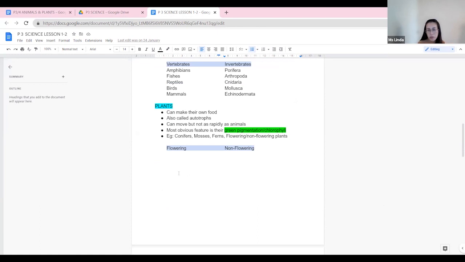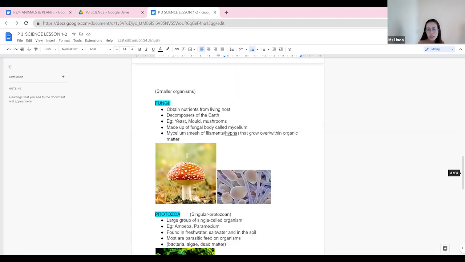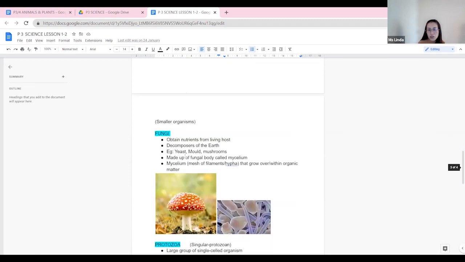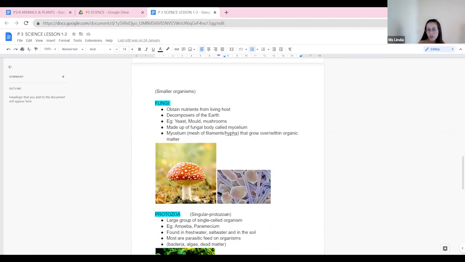Okay, so plants, again, can make their own food because they have a green pigmentation called chlorophyll, which helps them trap sunlight so they can make food. You can divide them into flowering or non-flowering plants. Then another group under plants is fungi. Fungi are not food producers, they are decomposers. They help to break down all the dead matter and they obtain nutrients from any living host. They can attach themselves to a living organism and start feeding on it.